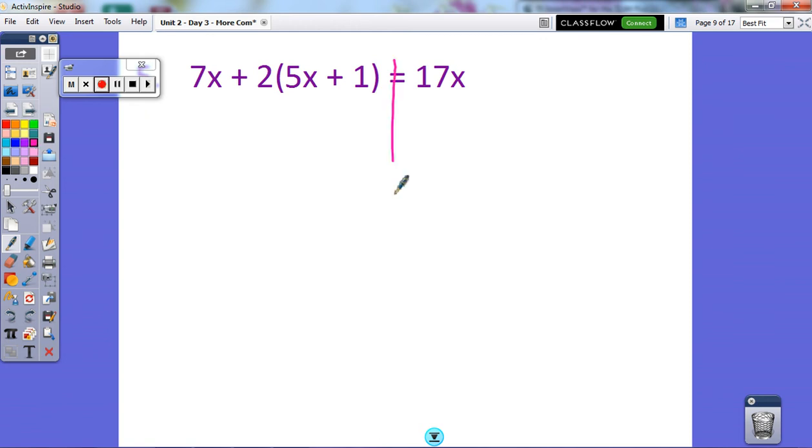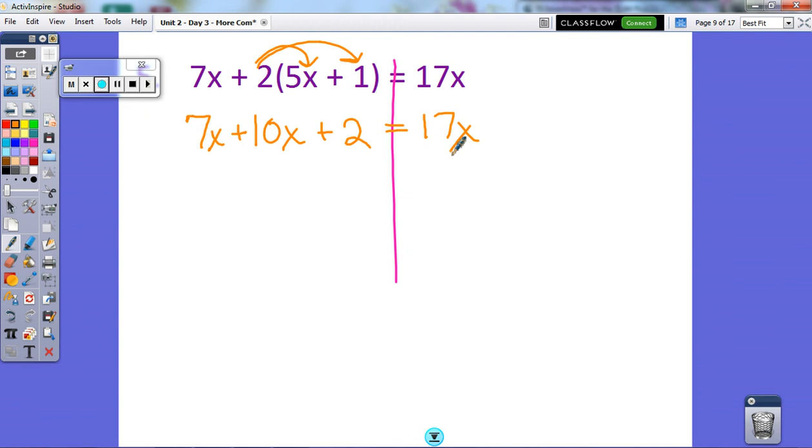Guys, the equal sign creates two sides. Think to yourself, what do you do first? Yeah, you got to get rid of those parentheses, so we have to distribute. 2 times 5x is 10x. 2 times 1, that's going to get you a 2. Now the 7x in front has to come down, and guys, the 10x was positive, so I'm going to put in a plus sign.